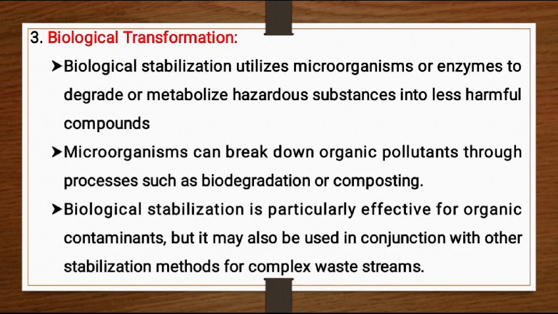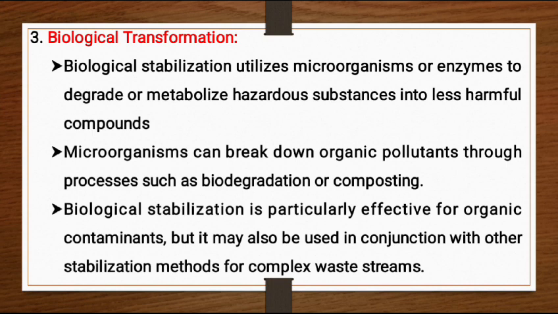And next one is the biological transformation. This is by using microorganisms or enzymes to degrade or metabolize the hazardous substances into less harmful compounds. So this work is done by the microorganisms, and they can break down the organic pollutants through processes such as biodegradation or composting. And finally we get a product known as compost, which can be used as a manure for agriculture purposes. Biological stabilization is particularly effective for organic contaminants, but it also may be used in conjunction with other stabilization methods for various complex waste streams.